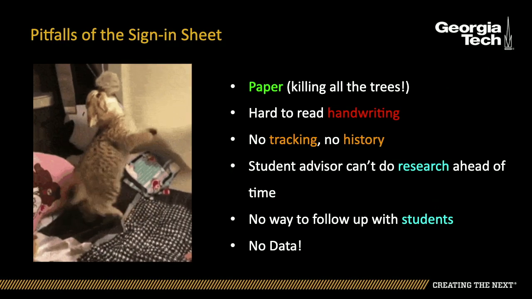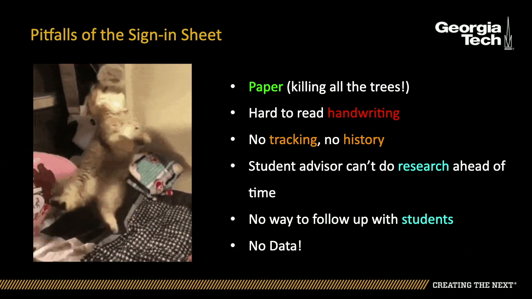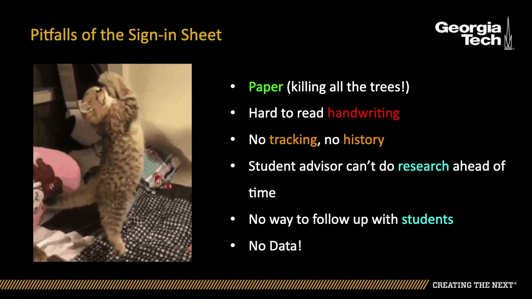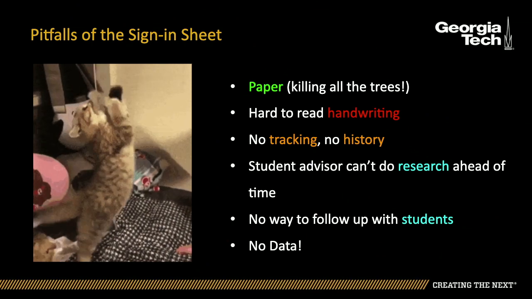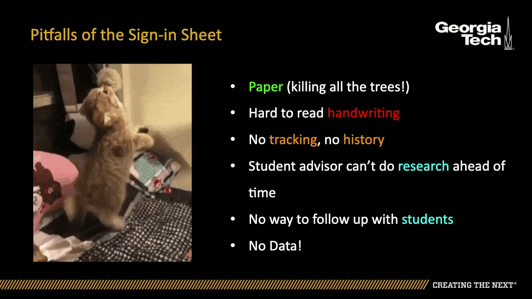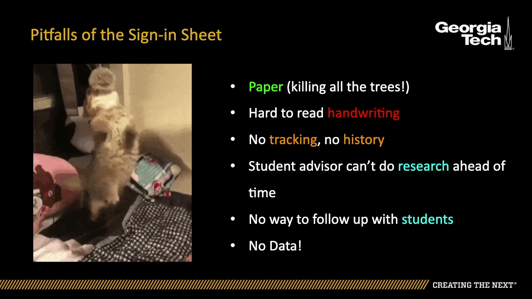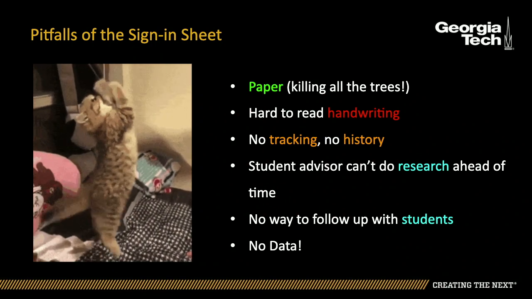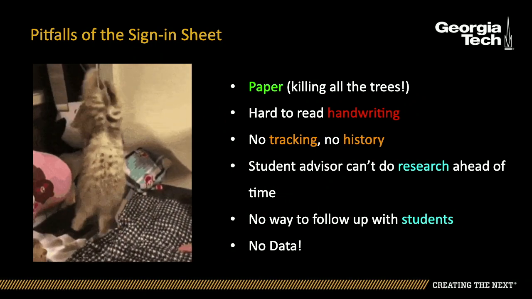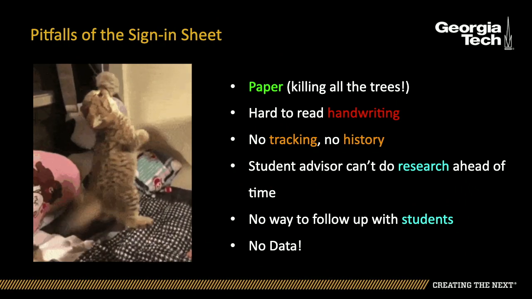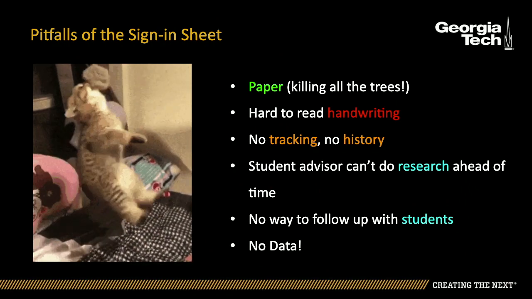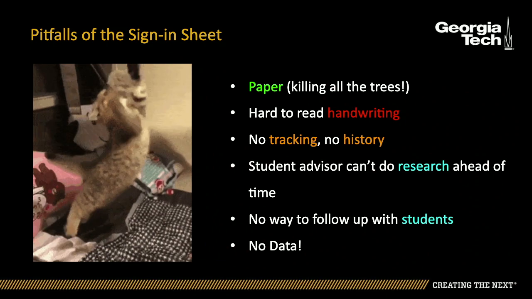So again, the pitfalls of a sign-in sheet: it's paper, so we don't need that. It's hard to read someone's handwriting. You don't get any tracking, any history. The advisor just comes out, reads the name, usually of international students, so they might mess up the name, and it's really hard to read handwriting, so that's starting off on the wrong foot. There's no way to follow up with the students unless you get their email address there, and you don't have any data.